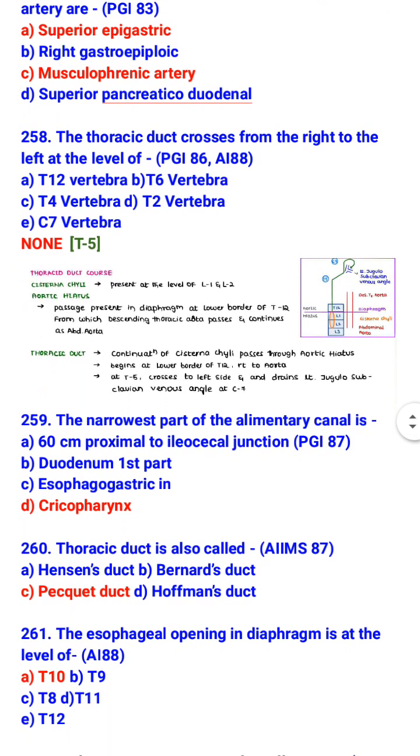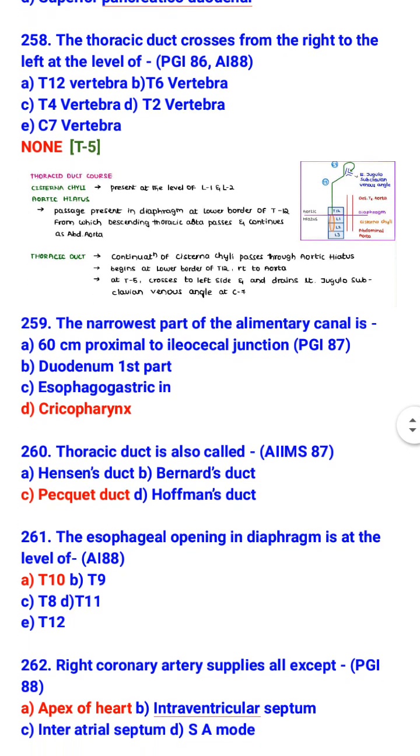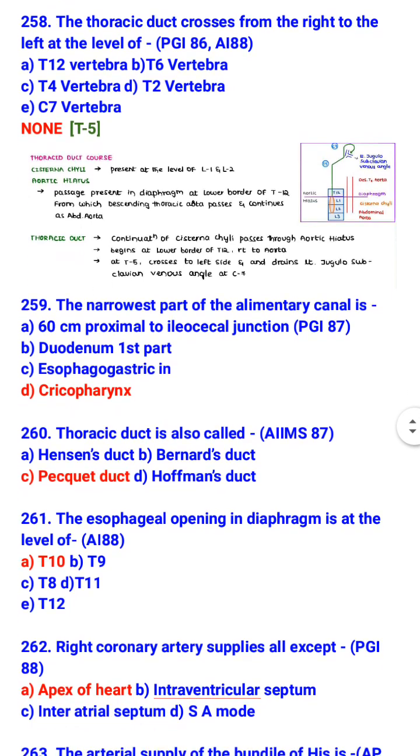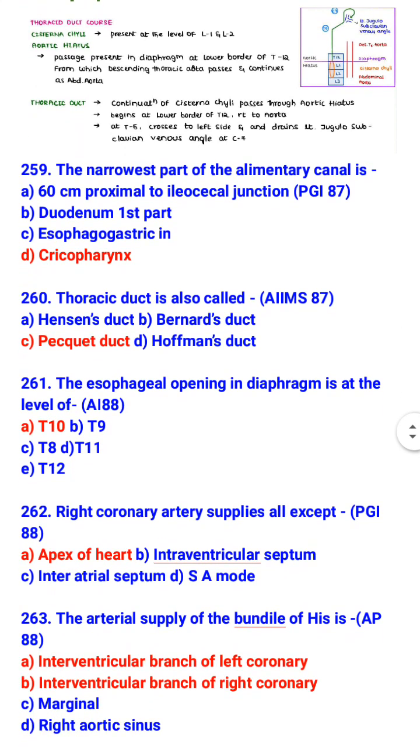The narrowest part of the alimentary canal is cricopharynx. Thoracic duct is also called Paquet's duct. The esophageal opening in diaphragm is at the level of T10.